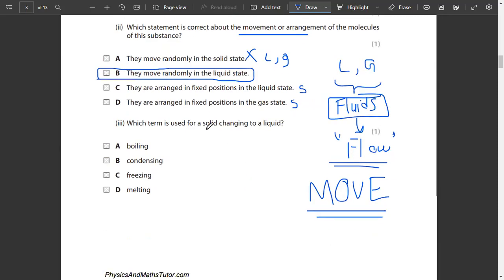Which term is used for solid changing to a liquid? Let's say solid ice है. Ice is changing into liquid. Now solid to liquid change is known as melting.